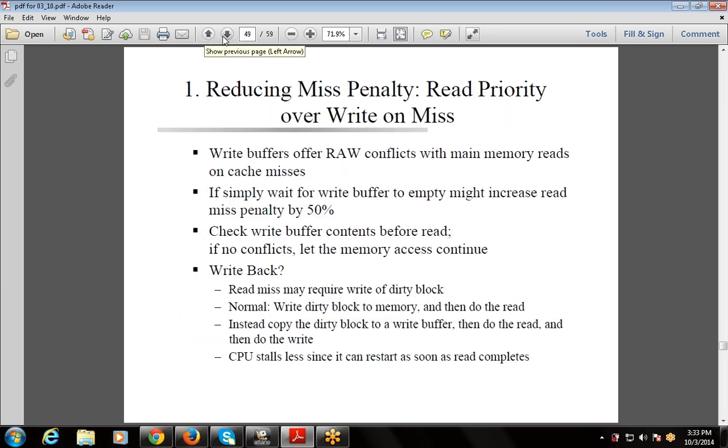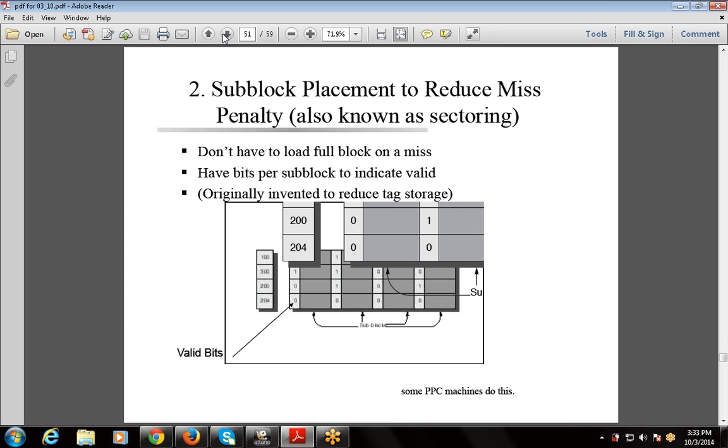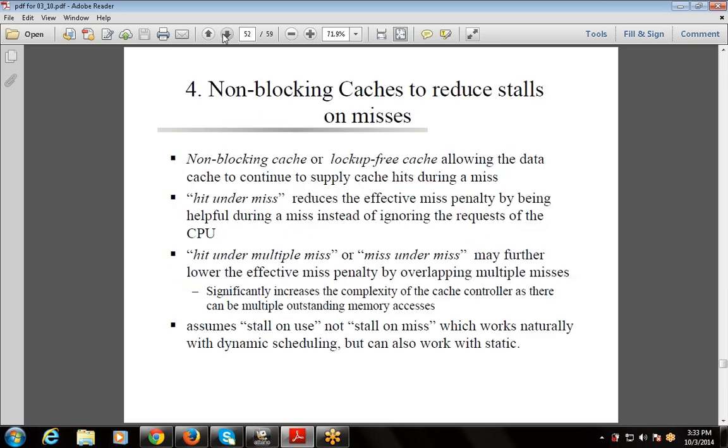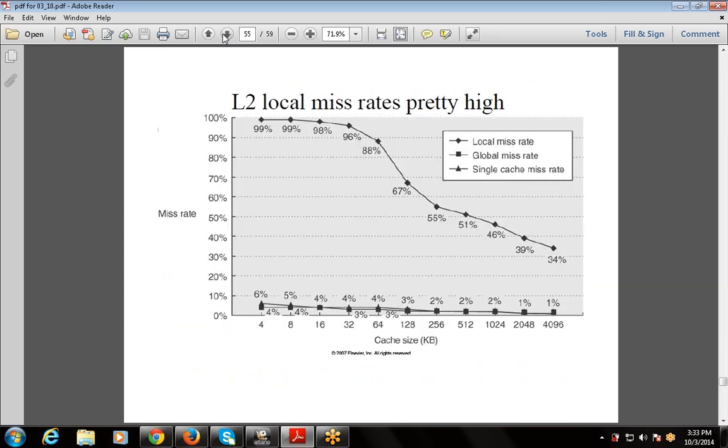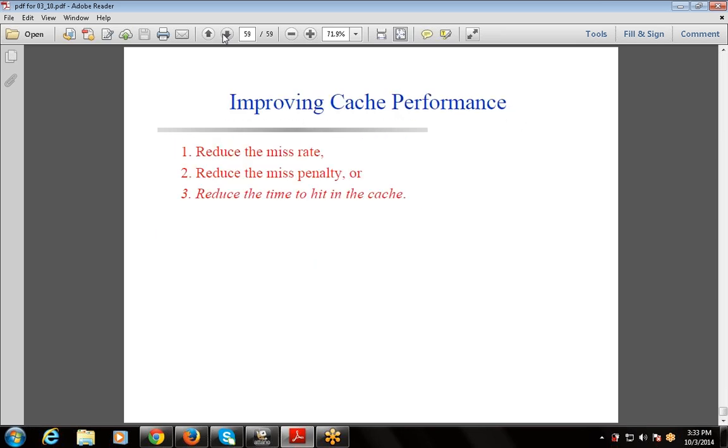Then how to reduce the miss penalty? These are again the techniques that reduce the miss penalty. We have studied them in today's class. These are the six methods used to reduce the penalty. Then the last one is reducing the time to hit in the cache.